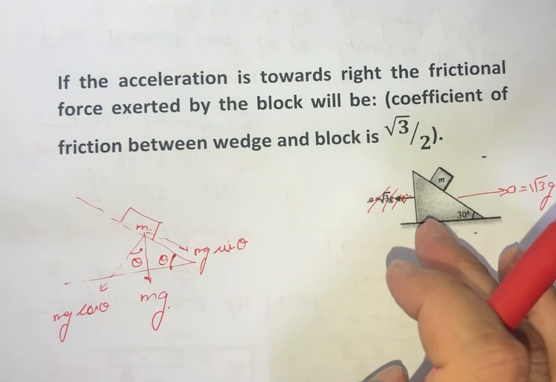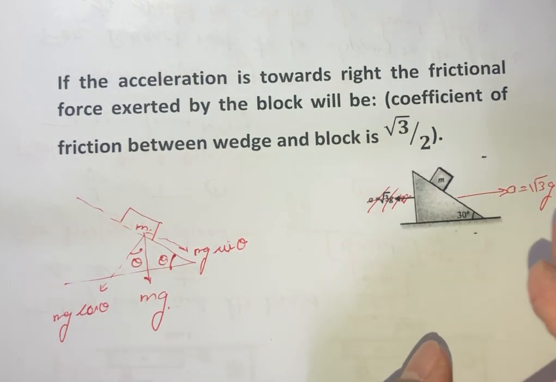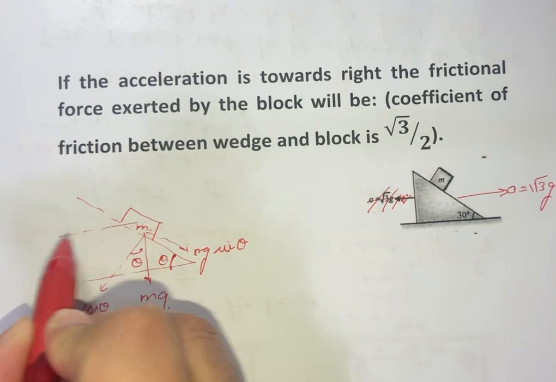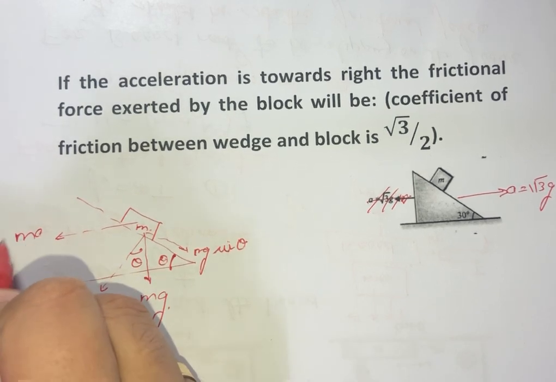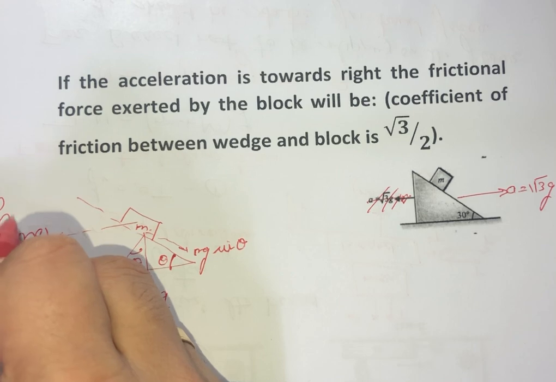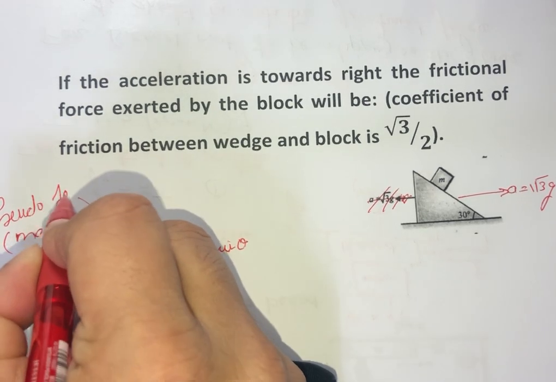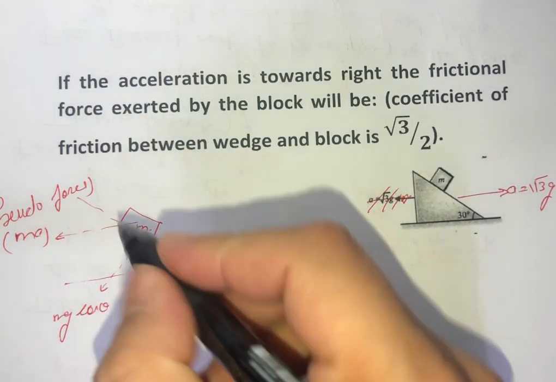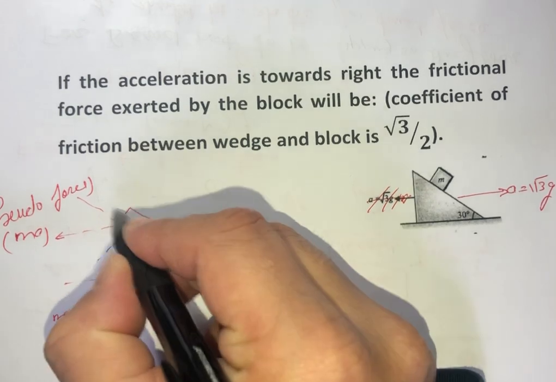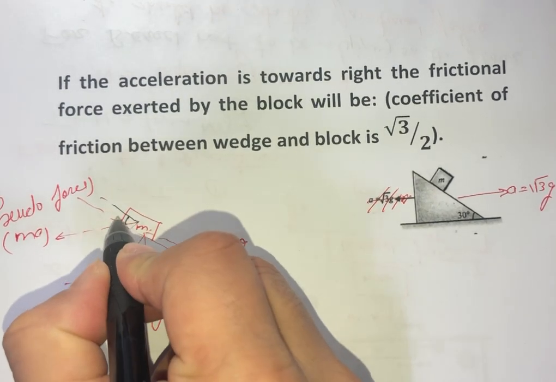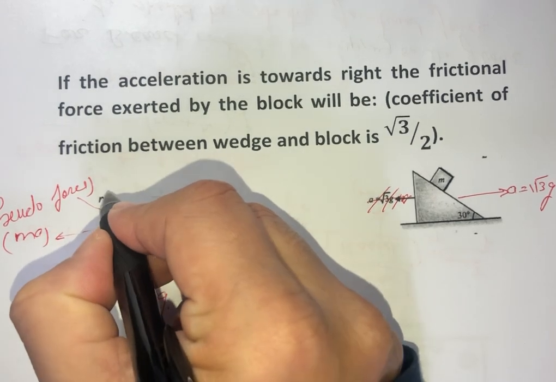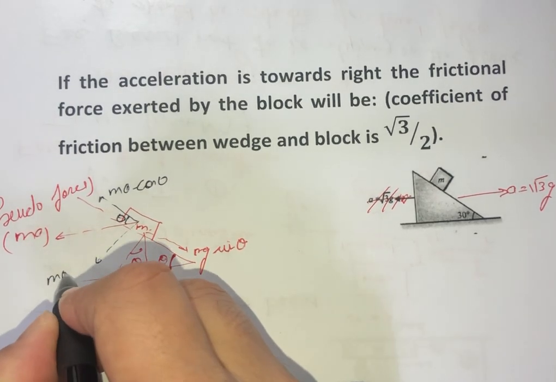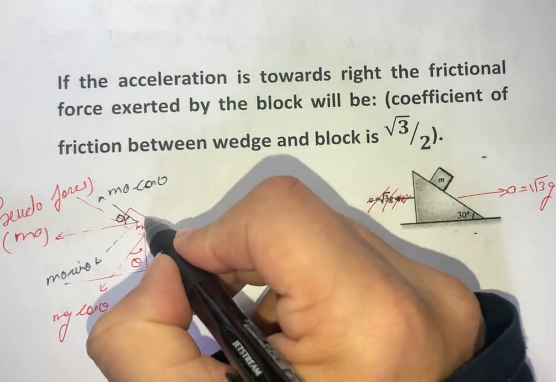And because the wedge is moving towards the right side, there will be a pseudo force acting on the m toward the left side. So this is our ma, and this is our pseudo force. And this pseudo force can be divided into two components. So this angle will be theta, so we are going to have this as ma cos theta, and this will be our ma sin theta, and there will be a normal.